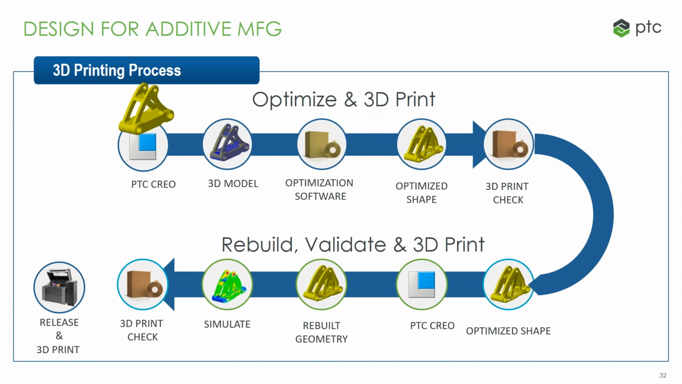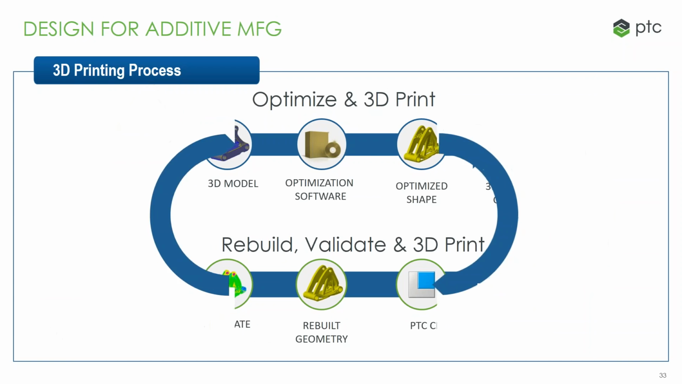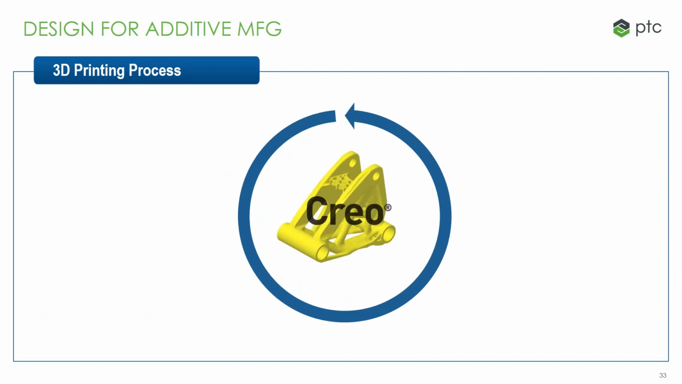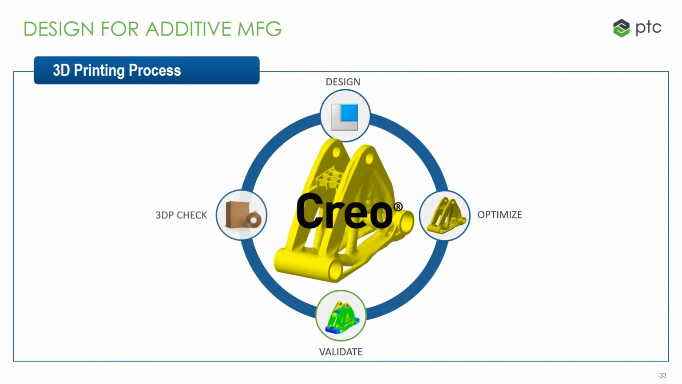Now that process has leveraged at least 3 different disconnected file formats and at least 4 different disconnected software packages. Again, a painful process. Now at PTC we don't see the process looking like this. We have a strategy to see the process looking more like this, where you're able to design, optimize, validate, and 3D print check without needing to leave your CAD system or needing to leave Creo.